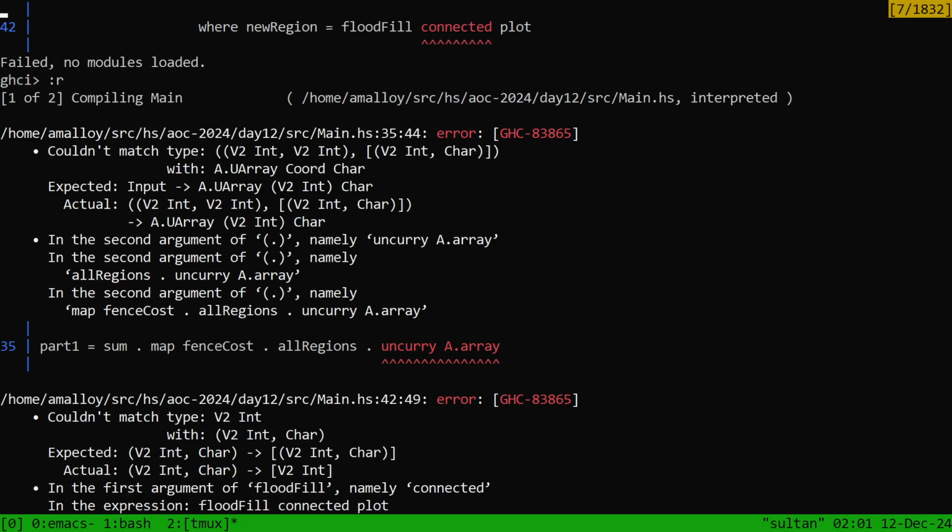Now we genuinely are down to 2 errors. Okay, good. Progress. This would be easier if I had like an IDE that told me things were wrong as I was writing them. Maybe? I'm not sure. Or could tell me what type it inferred for a function. Couldn't match type. Pair of V2 of Int, list of V2 of Int Char with a UArray. Well, okay, why not? Where is it that you expected this to happen?